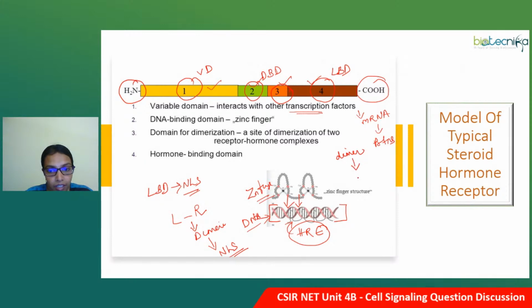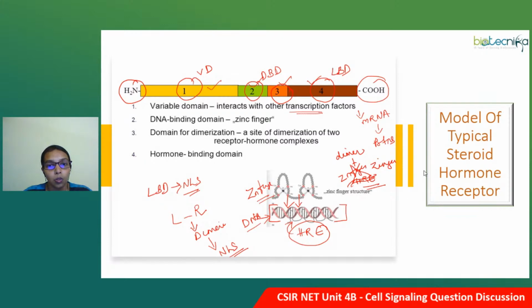Into that, your DNA will be there where you'll be having hormone response elements. So via zinc finger motif, 2 zinc finger motifs will be there because you are having a dimer. So via zinc finger motif, it will go and bind to the hormone response elements. Okay, so this is how the construction of a typical steroid hormone receptor works.